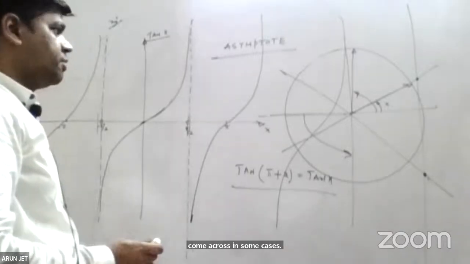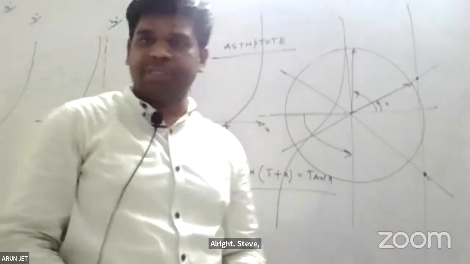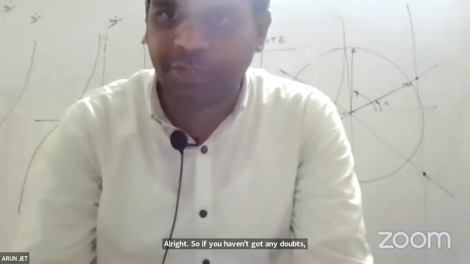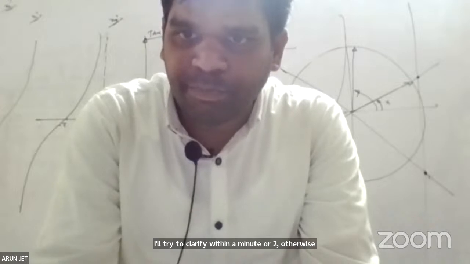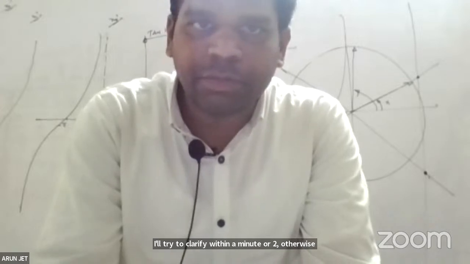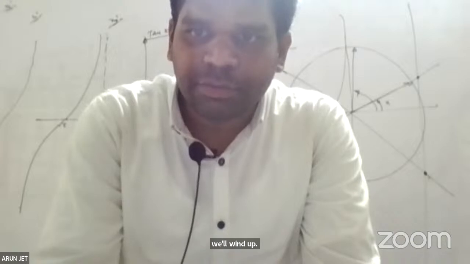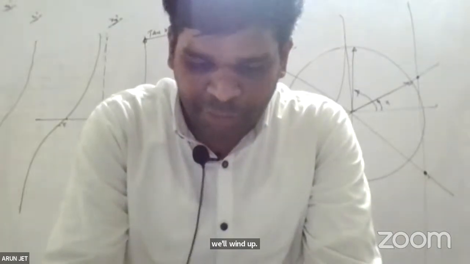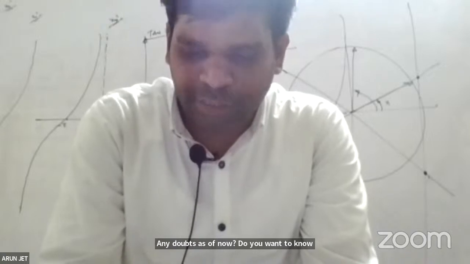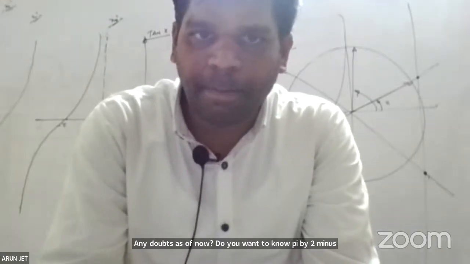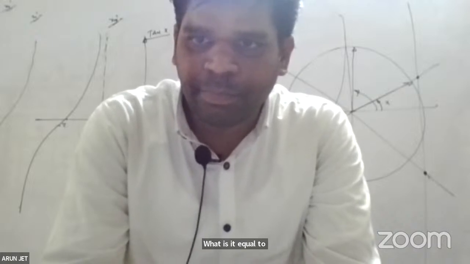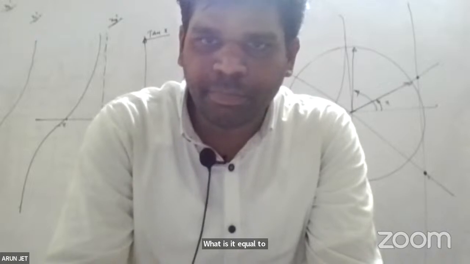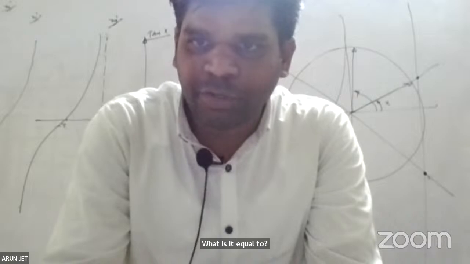All right. If you have got any doubts, please mention the doubts quickly. I'll try to clarify within a minute or two. Otherwise, we'll wind up. Any doubts as of now? Do you want to know pi by 2 minus x? Tan of pi by 2 minus x, what is it equal to? All right, you want to try?